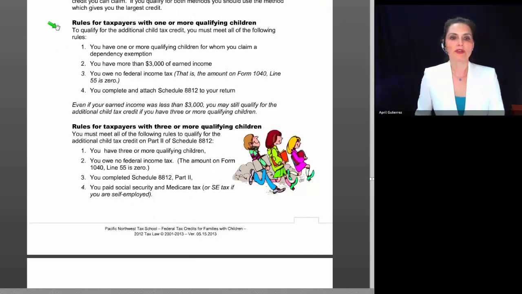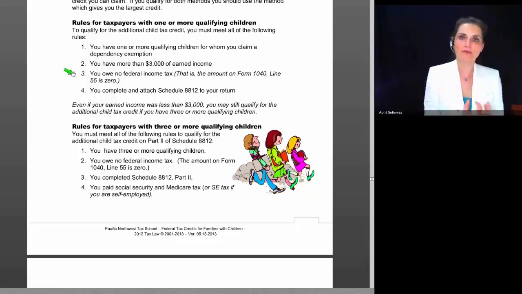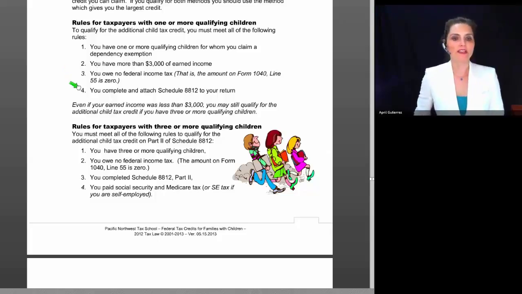And we have the rule for taxpayers who have one or more qualifying children. To qualify for the additional child tax credit with one or more children, you must meet all of the following rules. Firstly, you have to have one or more qualifying children for whom you can claim a dependency exemption. And you must have more than $3,000 of income. Also, you can't owe any federal tax. That is, when you get to line 55 on your tax return, it has a zero on it. All of your tax has been erased by other credits or deductions that you have. So you've got this surplus additional credit that could be refunded to you because of that. And finally, you need to complete and attach Schedule 8812 to your tax return.